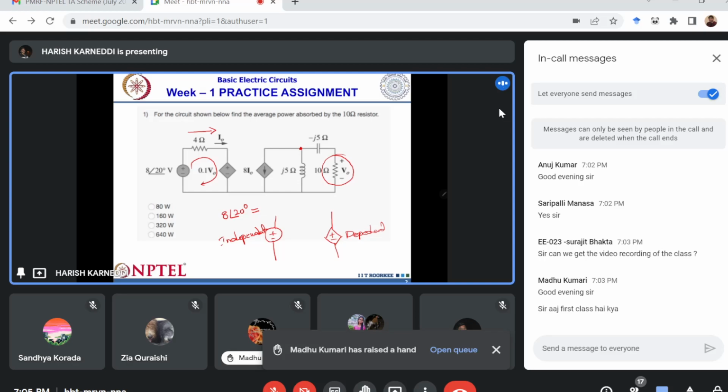What is the voltage across this 4 ohm resistor from Ohm's law? V equal to I into R, right? Here R equal to 4 ohm, and I equal to I naught, so the voltage drop equal to 4 I naught. And the voltage drop across this dependent voltage source equal to 0.1 V naught. This is the first loop equation. I hope it is clear. This is the first loop equation.